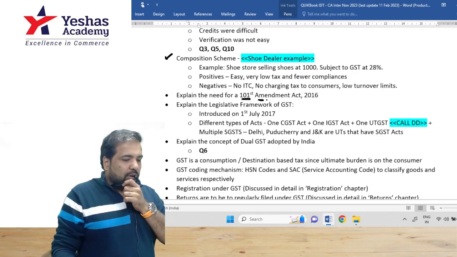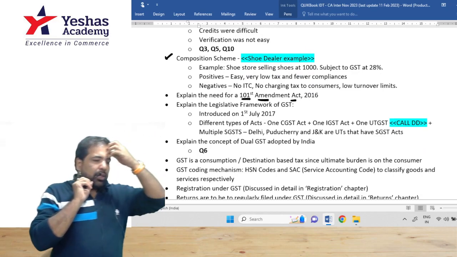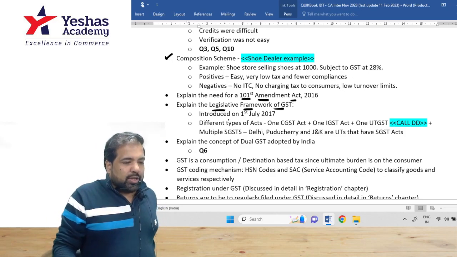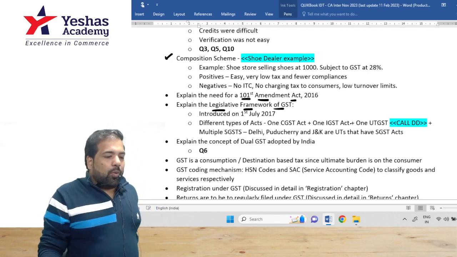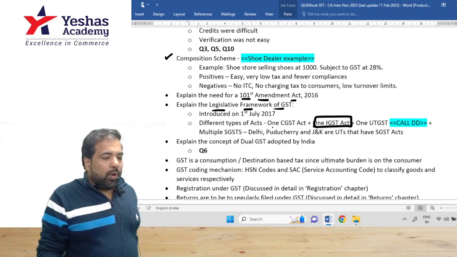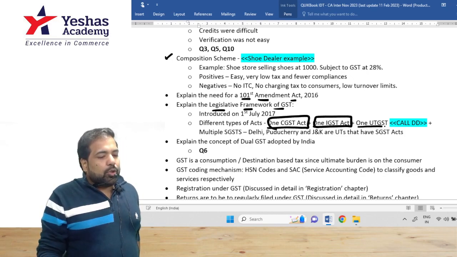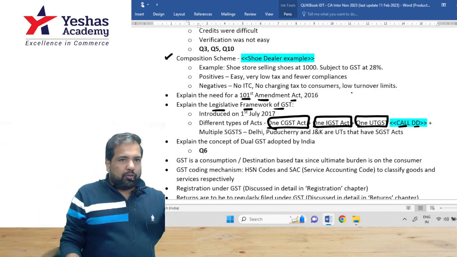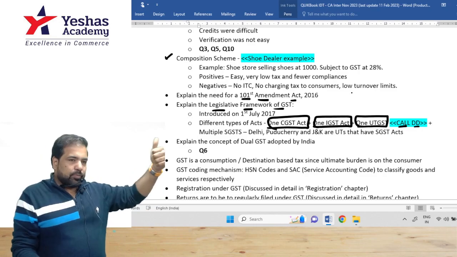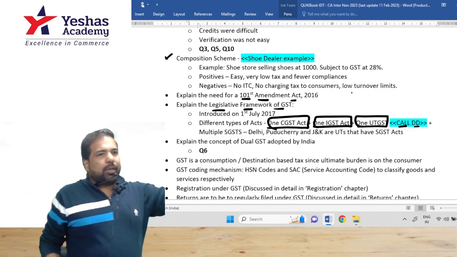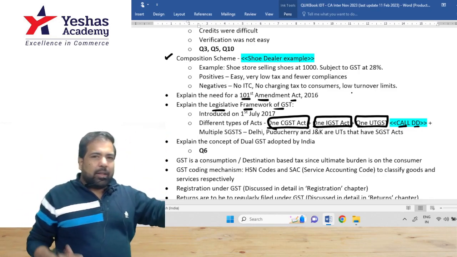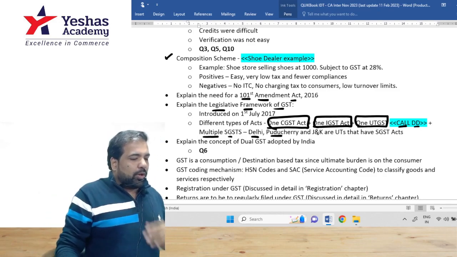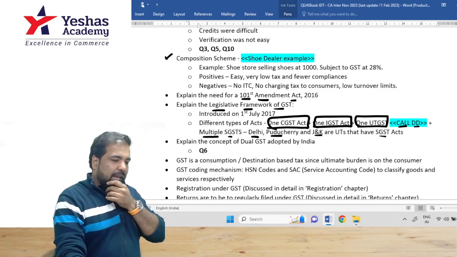Now, the 101st Constitution Amendment. Did we have to amend the Constitution? Yes, guys, we had to. And what is the legal framework of GST? How many acts? Three. One, IGST. One, CGST, which covers UT acts, and you know the full form, guys. Can you tell me UT? Andaman, Lakshadweep, Ladakh, and Daman, Diu, Dadra and Nagar Haveli. And multiple SGSTs: Delhi, Puducherry, and Jammu and Kashmir SGST acts.